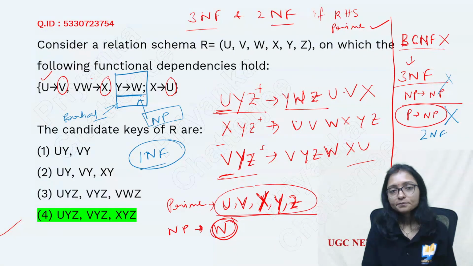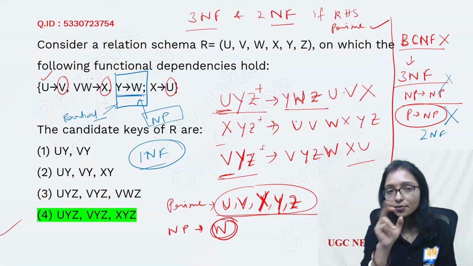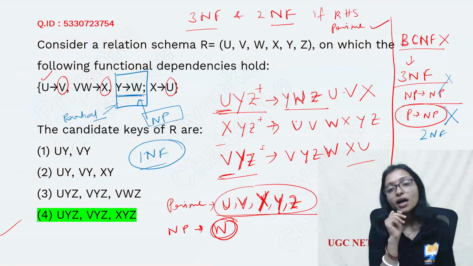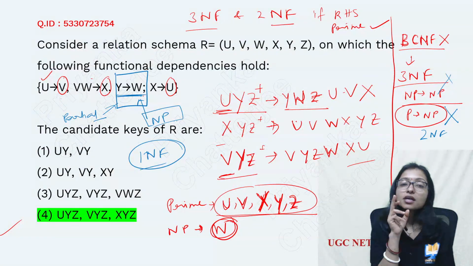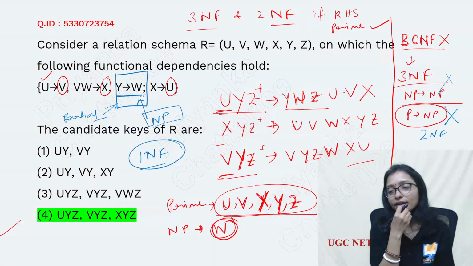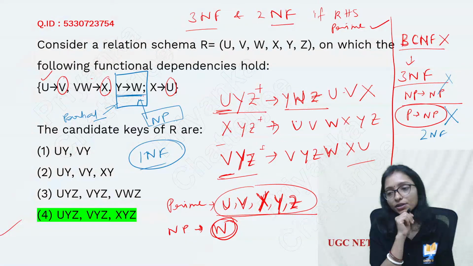Clear? Yes. How to check? This is the way you have to check, one by one whenever you are going. So this is 1NF ultimately, because prime to non-prime means partial dependency is happening here. W is the non-prime attribute, Y is the prime attribute.